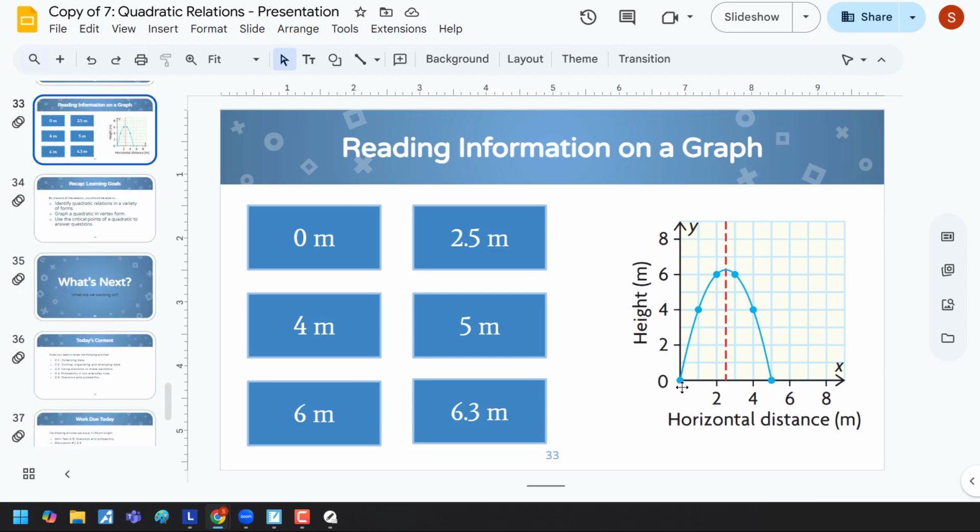So at 0 meters, the height is 0. At 2.5 meters, it looks like it's at the maximum height, which is 2 meters maybe. At 4 meters, you're back down. At 5 meters, sorry, so you're at 0. At 6 meters, 6.3 meters, 0, 0, 0. There's no more height. So I'm guessing this is maybe like someone threw a ball up in the air. It went to its highest point and it just fell to the ground and stayed on the ground. That's how you read a graph.